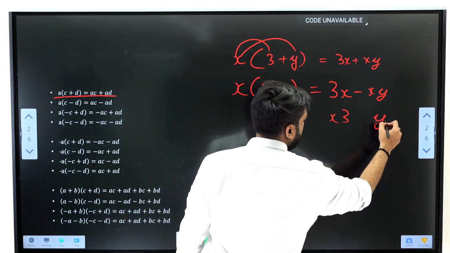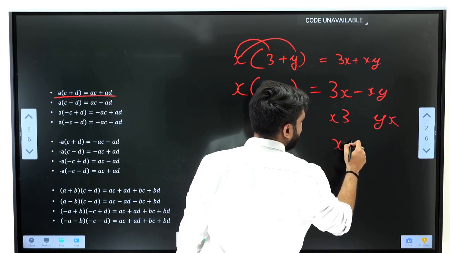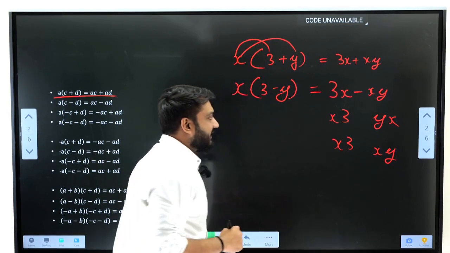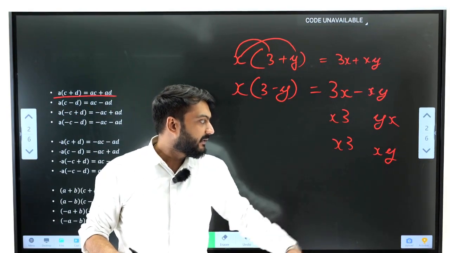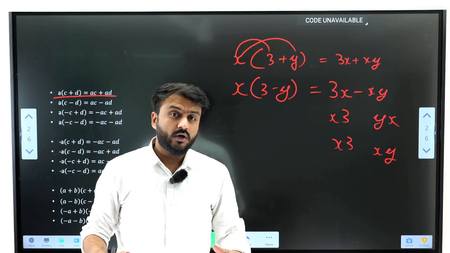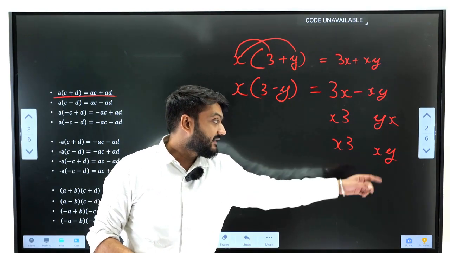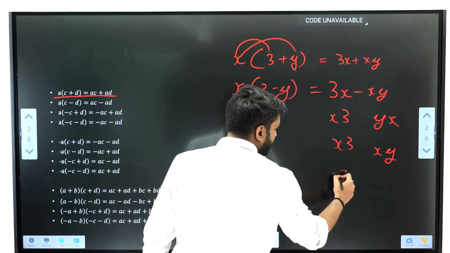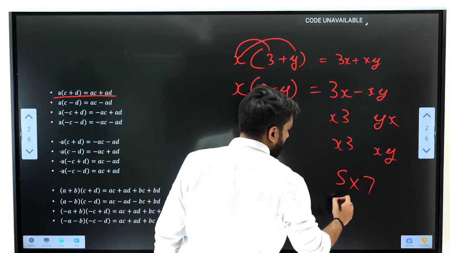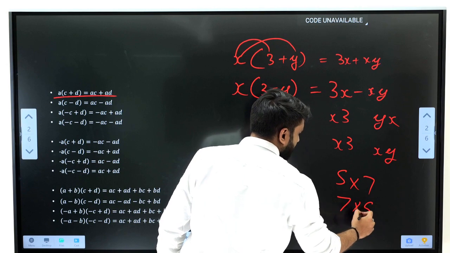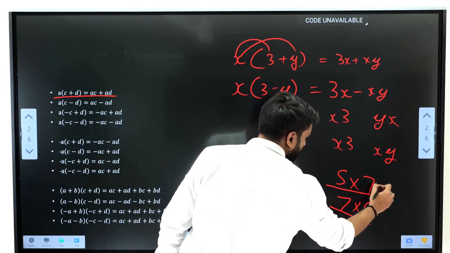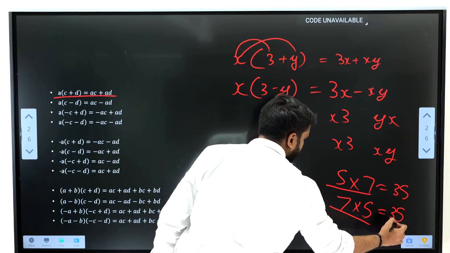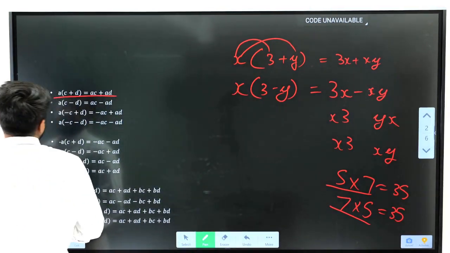Now, this 3x and xy could be rewritten as x3, yx. Basically, as far as these two numbers are getting multiplied with each other, the order does not matter, right? x into y or y into x. You can think of this simply as 5 into 7, or 7 into 5. They both mean the same thing and they both will give you the same end product, which is 35.